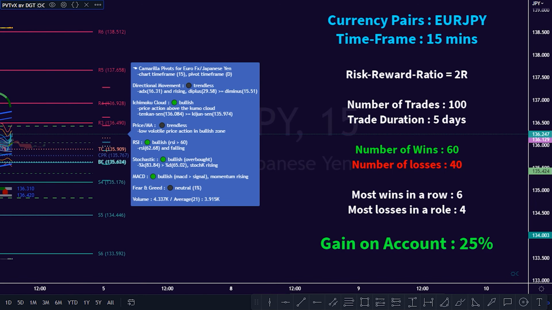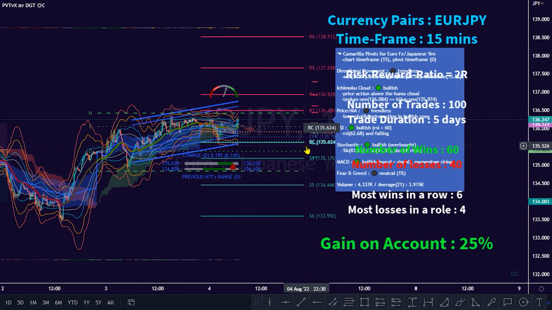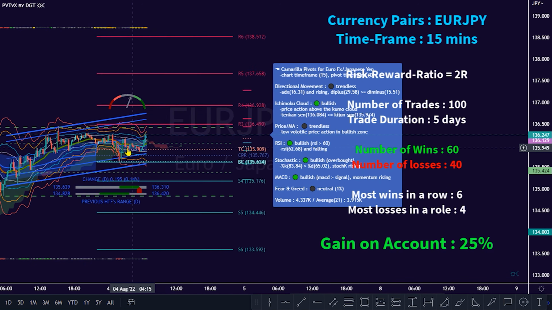I got 60 wins and 40 losses. Most wins in a row is 6. Most losses in a row is 4. Gain on the account is 25%. Here's a good trading record. As we can see, the Pivot Points KrisWaters VX indicator gave a good trading record.